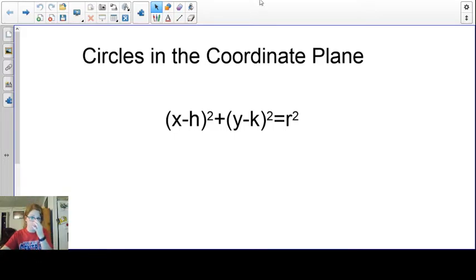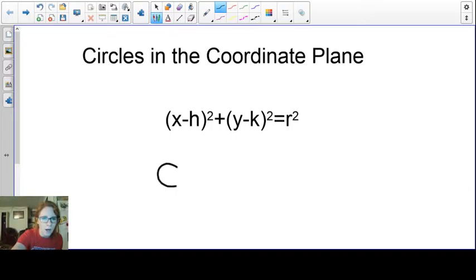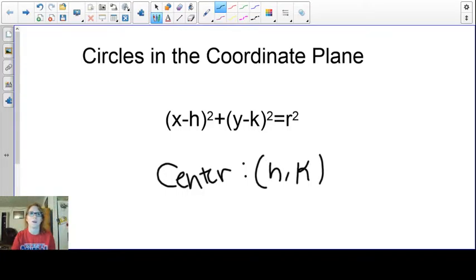All right, so today we're going to finish up our idea of circles and everything going on in the circle universe. The equation you see in front of you should look familiar. That should be the equation for a circle, where H and K are your coordinates for your center, and then R is your radius.